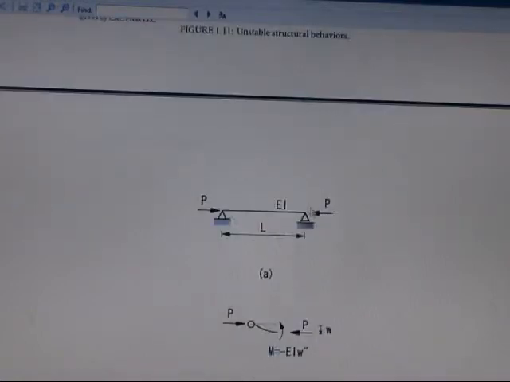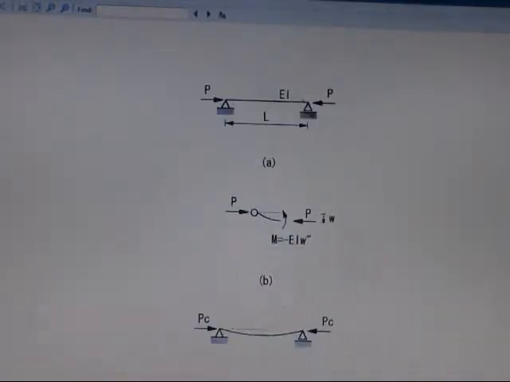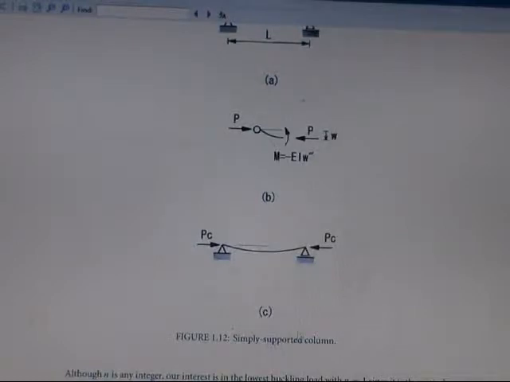So in this way, this is two supports here, we put the load P here. This is the simply supported beam.